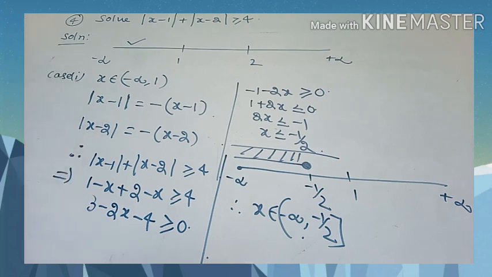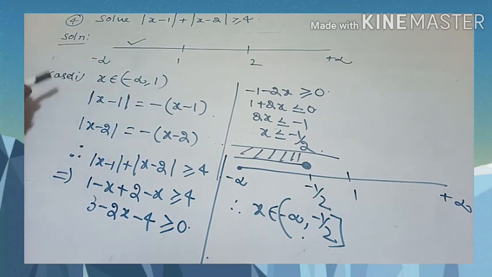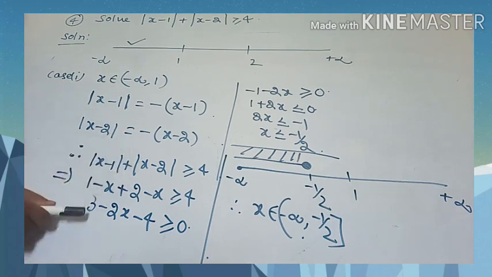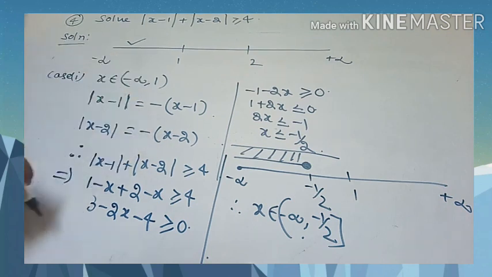How we did it very beautifully: modulus of x minus 1 becomes minus of x minus 1 when x is less than 1. That we already discussed. Now take those values, simplify, and get the common solution. This way we will get our solution in case 1.